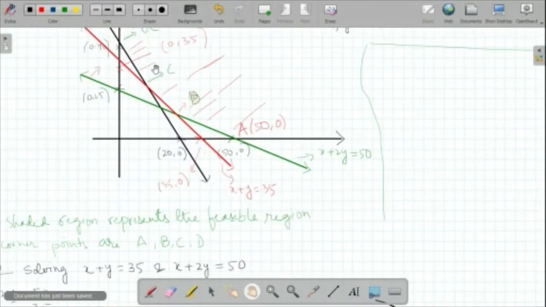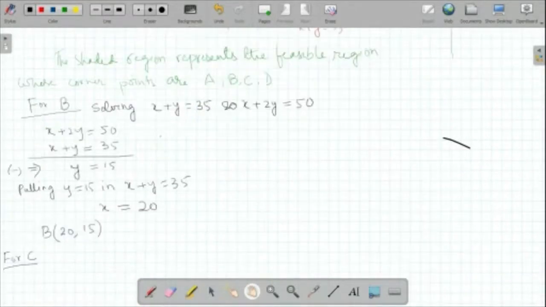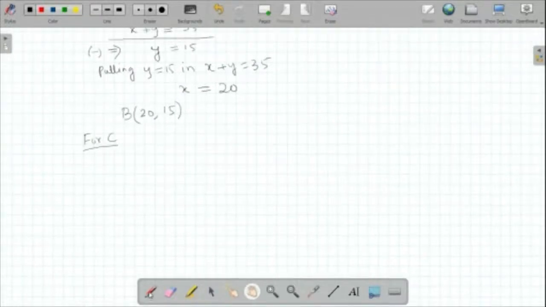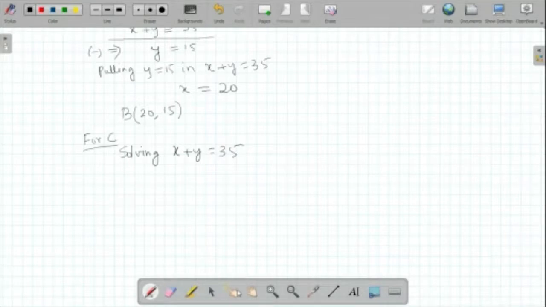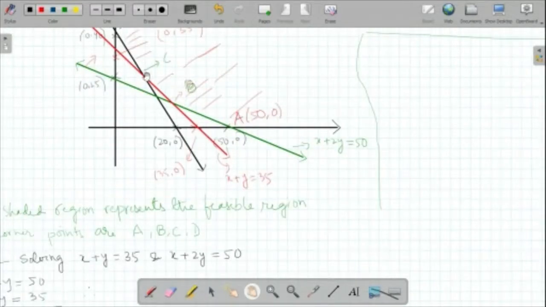Point C is the intersection of this red line and this black line. What is this black line? 2x plus y equal to 40, and then what is the red line? x plus y equal to 35. Okay, so we will say solving x plus y equals 35. You can see the red line is x plus y equal to 35.